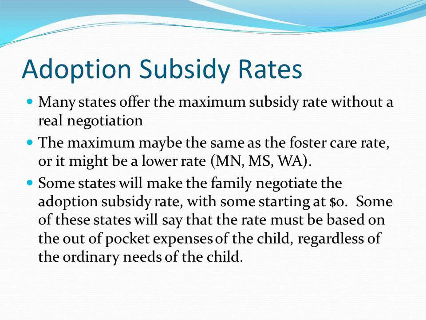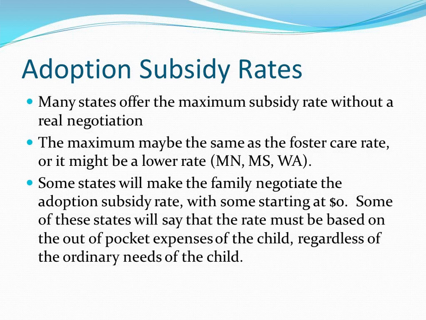In some states, currently Minnesota, Mississippi, and Washington, the rates are lower than the foster care rates, but families typically don't have to negotiate. They're typically offered the maximum rate allowable by the state, even though it's lower than the foster care rate. And when that happens, that's okay. Families should accept that. They also can advocate for the rates to be increased. That's a separate issue, and one that I'm more than happy to talk with people on an individual basis.